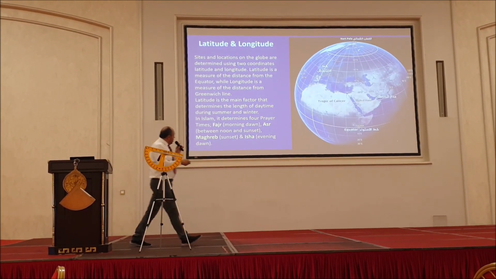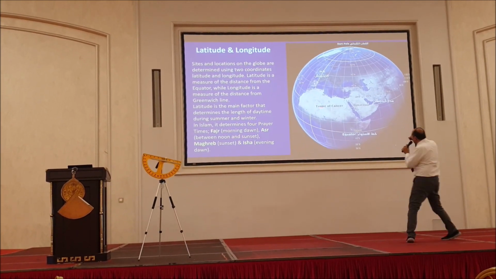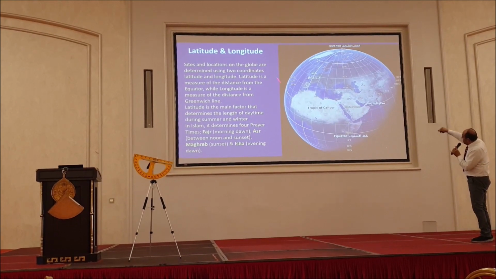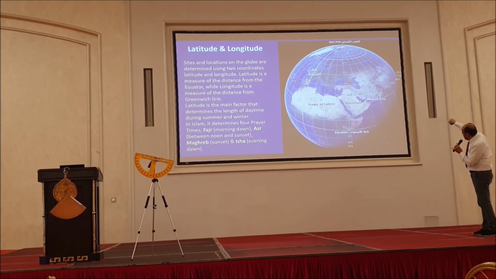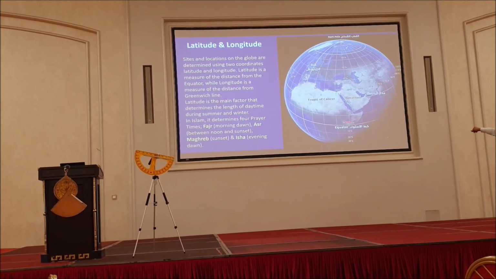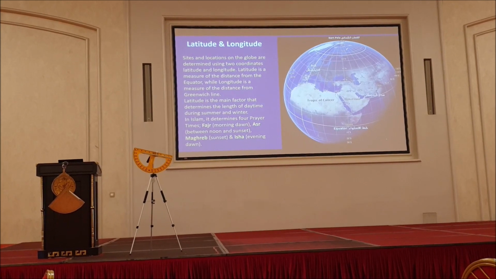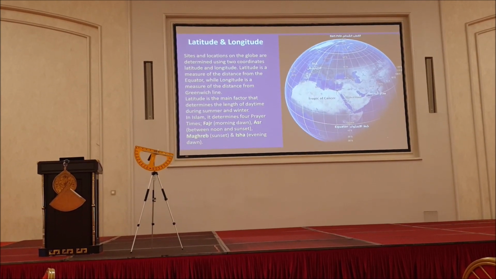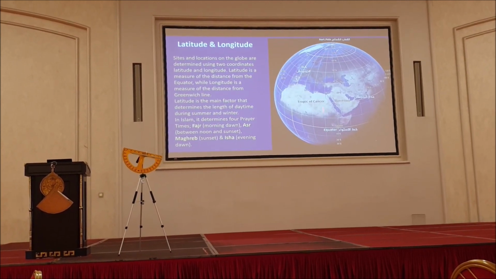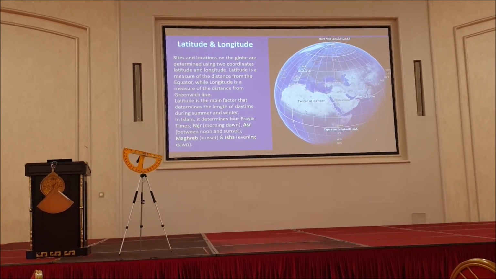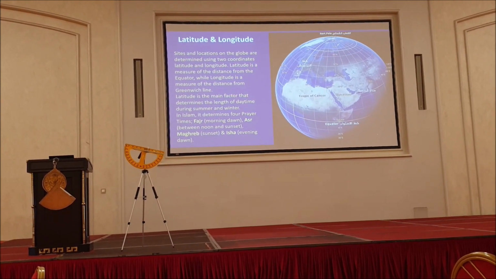Okay, look at this, look at the Earth, the globe. It is divided by circles. These are called the latitude circles. And the main latitude circle is the equator, because it divides the globe into two similar parts, the upper half, which is the northern half, and the southern half. And away from the equator up, we can measure the latitude.